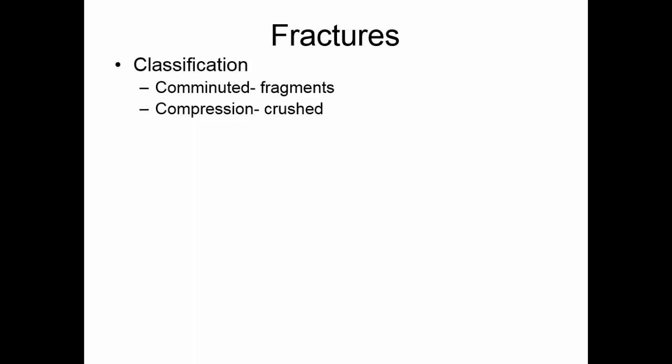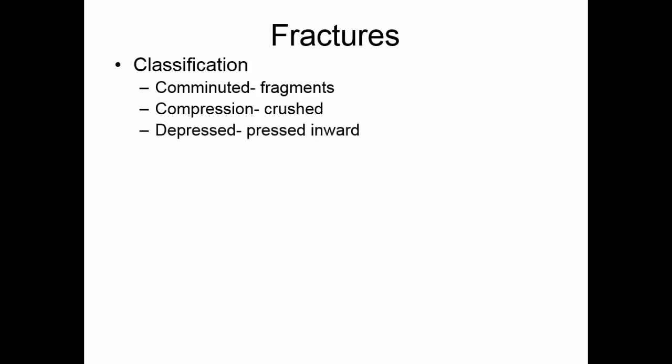While bones are very hard and somewhat flexible, they do occasionally break, and we classify fractures based on the number of bone fragments we have. In a comminuted fracture, we have bone fragments. This is sort of a crushing kind of injury, maybe where somebody ran over a bone. In a compression fracture, we have crushed bones. The fragments are even smaller than in comminuted. Compression fractures are fairly common in people with osteoporosis. Simply the weight of the body will cause the vertebra to crush.